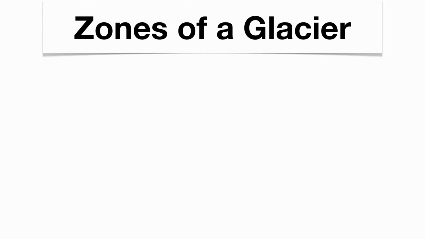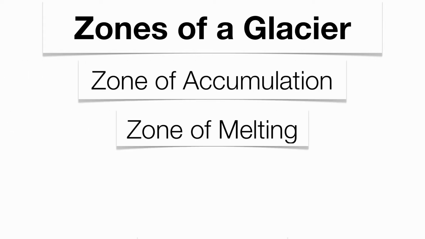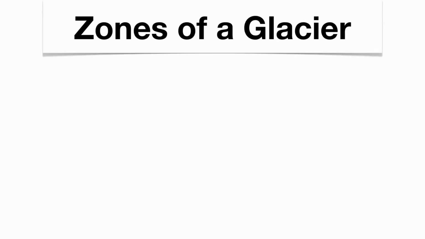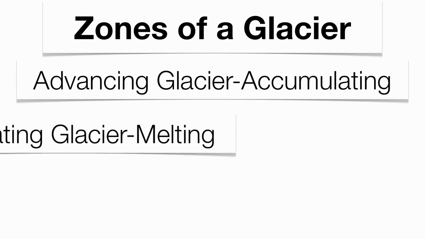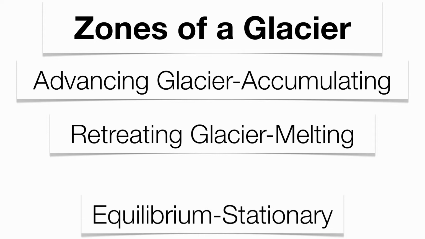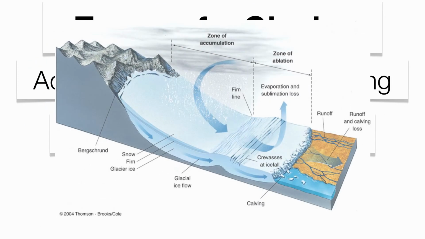Now you have a couple zones of the glacier. You have the zone of accumulation, the zone of melting, and then finally the snow line. Now when you get more accumulation than melting, the glacier is going to get bigger. When you get more melting than accumulation, the glacier is going to get smaller. When melting and accumulation equal each other, that glacier is going to be stationary, meaning it's not going to be moving, it means that we have reached equilibrium with the glacier. So there's your zone of accumulation, and there's your zone of melting.